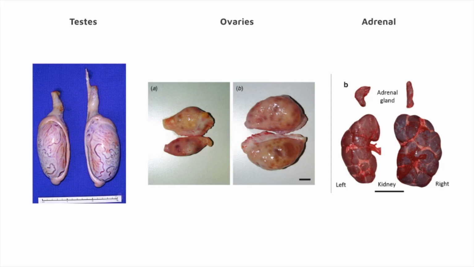The adrenal gland is located on top of the kidneys. The adrenal gland has 2 layers, just like the kidney, the cortex and medulla, which produce different hormones. The main hormones it produces are cortisol and aldosterone. These hormones help regulate metabolism and blood pressure.